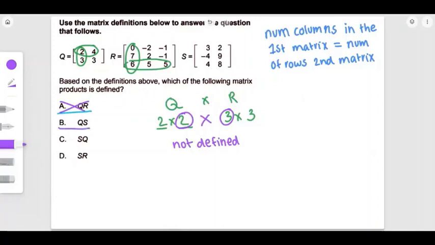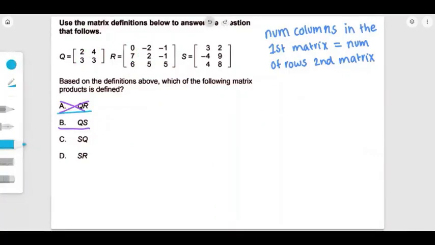Let's move to the second choice, which is QS. Choice B says that QS is defined. Q will give us a 2 by 2 matrix, as we said in the first choice, which is choice A, while S has 3 rows and 2 columns, which will give us a 3 by 2 matrix.